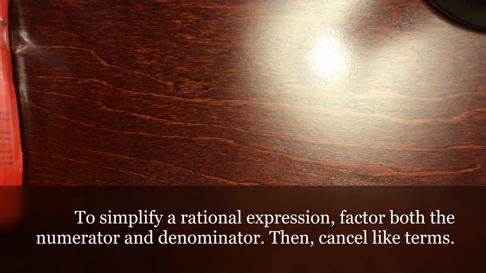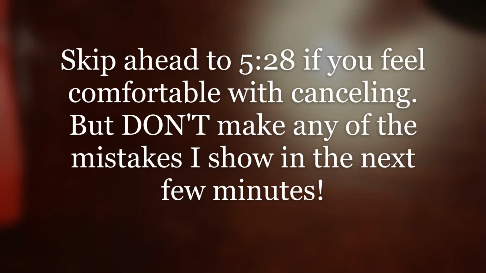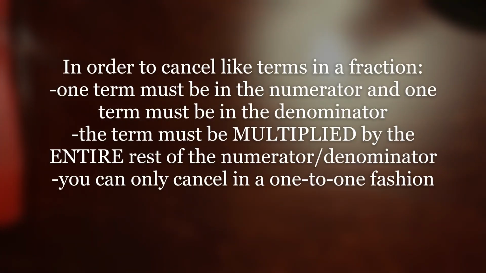Okay, so how do you simplify a rational expression and why do we care about factoring? To simplify a rational expression, you factor both the top and the bottom, both the numerator and the denominator, and then cancel like terms. Let's talk about how to cancel first. You think it's something straightforward, but a lot of people make minor errors that can end up snowballing into a huge issue. So in order to cancel like terms in a fraction, you have to have one term in the numerator and one term in the denominator.